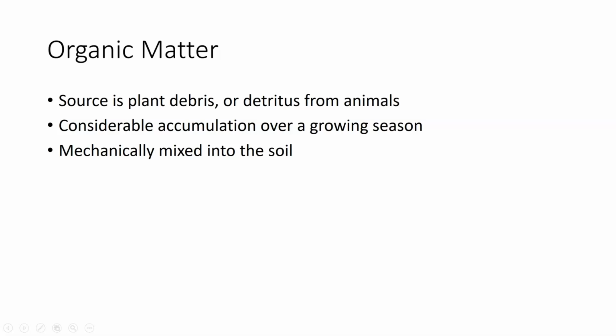Organic matter normally is mechanically mixed into the soil. When an animal comes by and steps on it, they normally pull up some of the soil and move it in. Some animals burrow into the ground, and when they do that, they pull soil out of the burrow and cover the organic matter that's there. We get a mechanical mixing. Things like earthworms come up and take the organic matter and move it around in the soil. We can have this mechanically mixed into the soil.